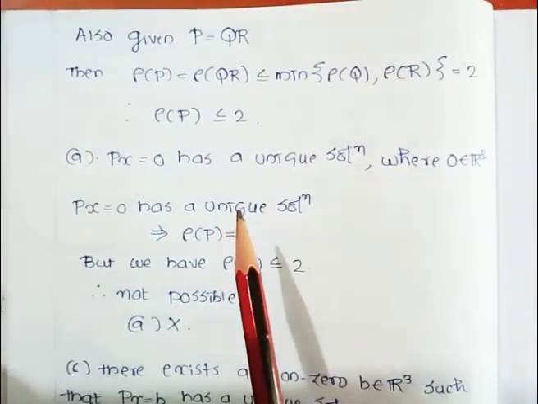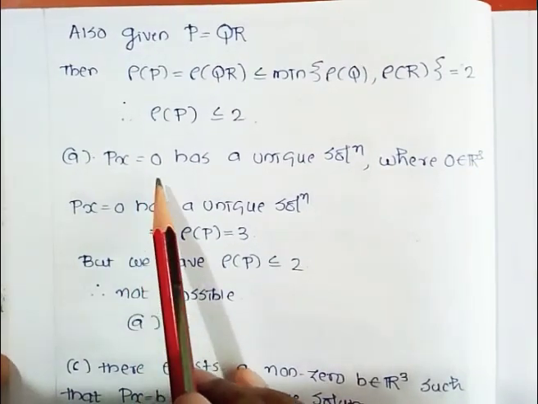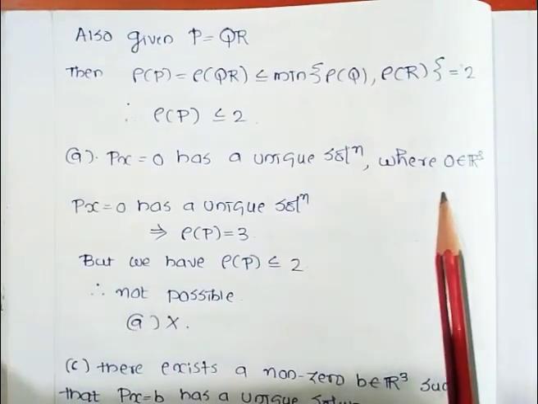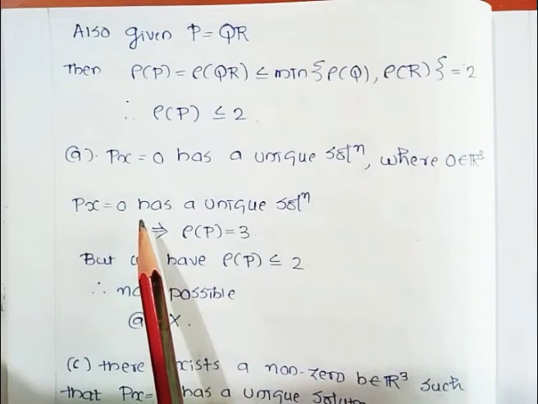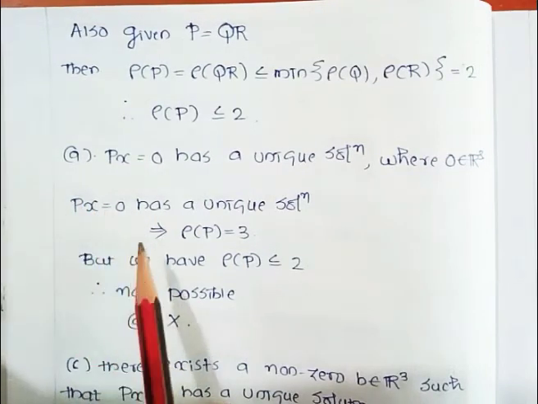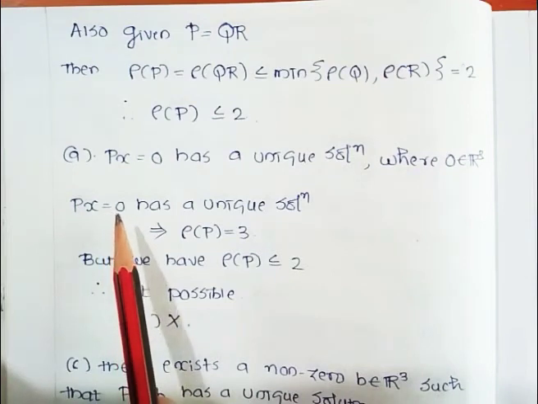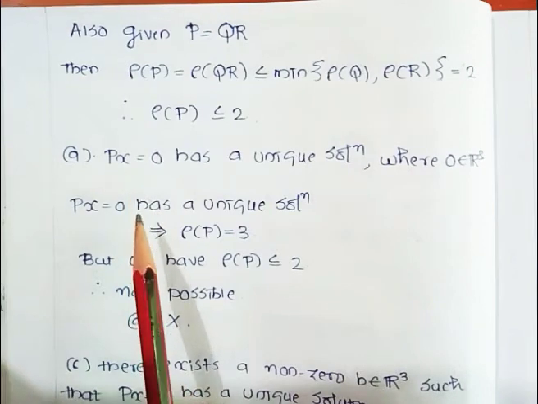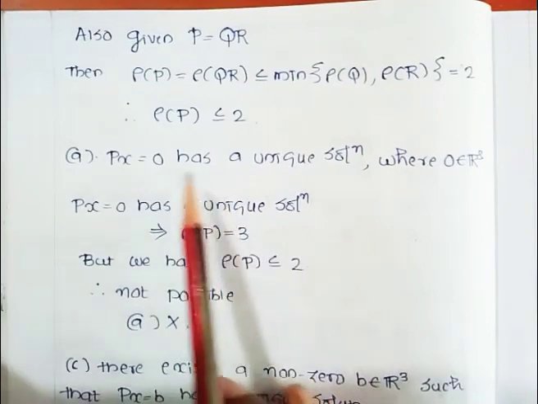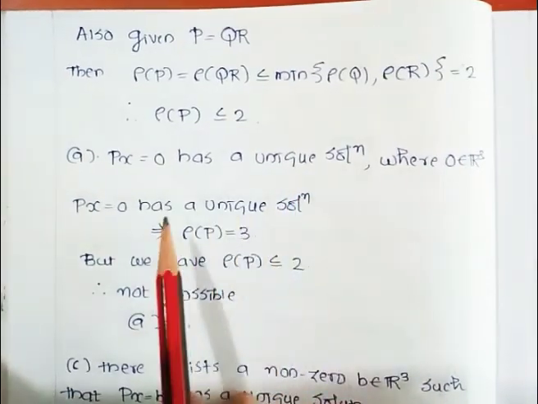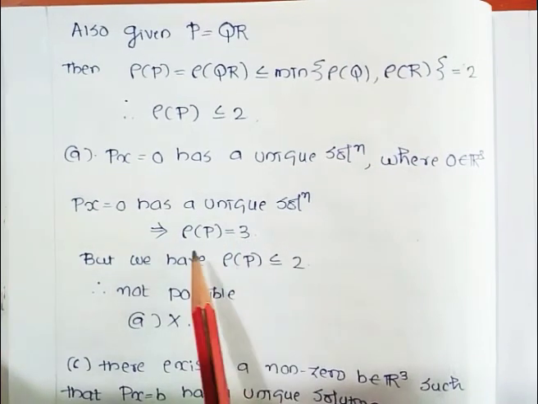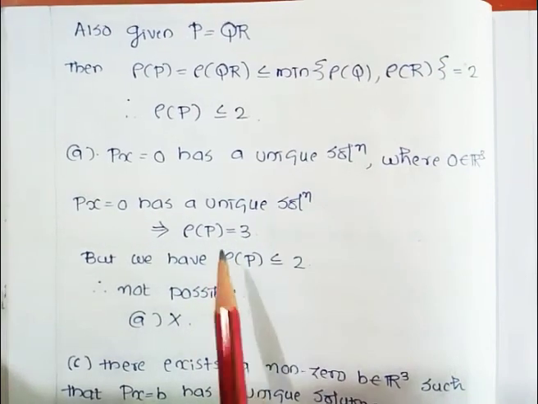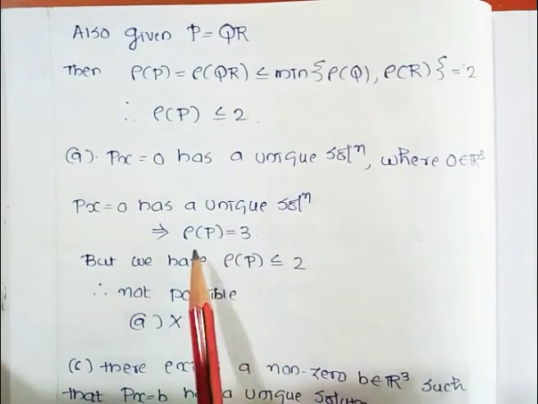So now we are going through our options. Our first option says that Px is equal to 0 has a unique solution, where 0 belongs to R3. So Px is equal to 0 is a homogeneous system of linear equations. For a homogeneous system which has a unique solution, the rank of the coefficient matrix, rank of P, is equal to the number of unknowns. Here P is a 3 by 3 matrix, so the number of unknowns is 3. Therefore rank of P is equal to 3. So if Px is equal to 0 has a unique solution, then rank of P is equal to 3.